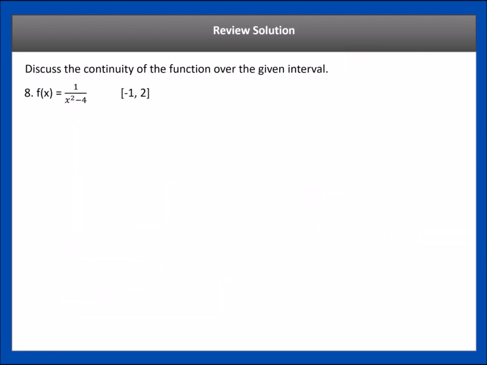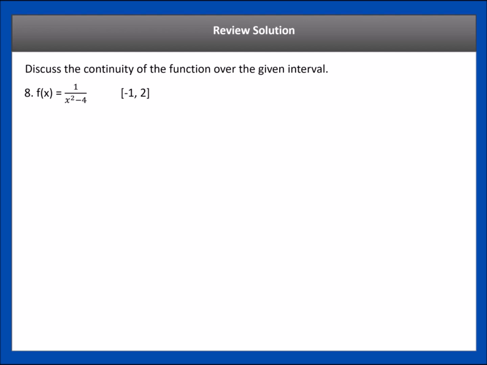All right, so I think we're in the part 2 questions. So discuss the continuity of the function over the given interval. So we have this function from -1 to 2. So we're looking at a closed interval now. So we're looking at continuity over closed intervals rather than just at points. So we need to determine if it's continuous on the open interval, and then, of course, we need to do the one-sided limits.